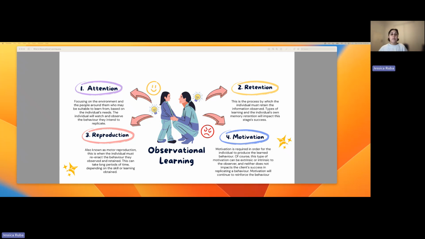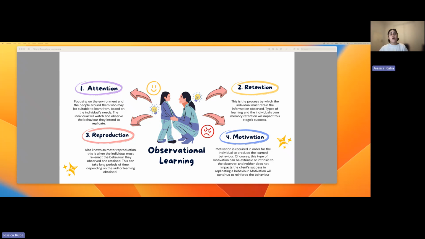Now, attention is focusing on the environment and the people around them who may be suitable to learn from. So, this is only based on the individual's needs. The individual will watch and observe their behavior they intend to replicate.